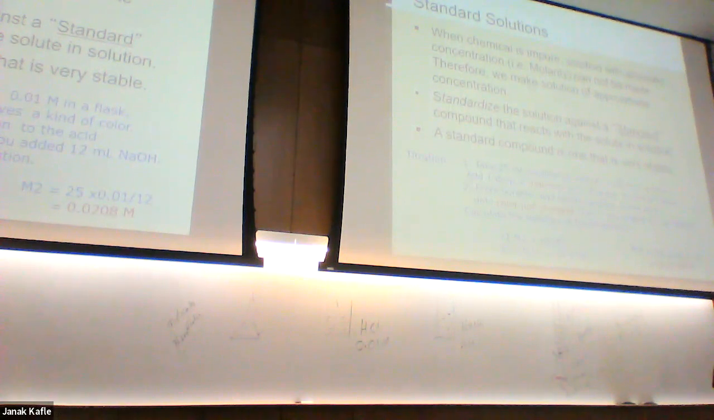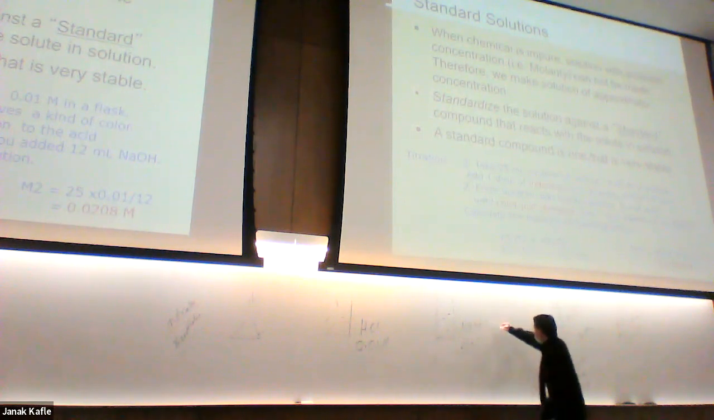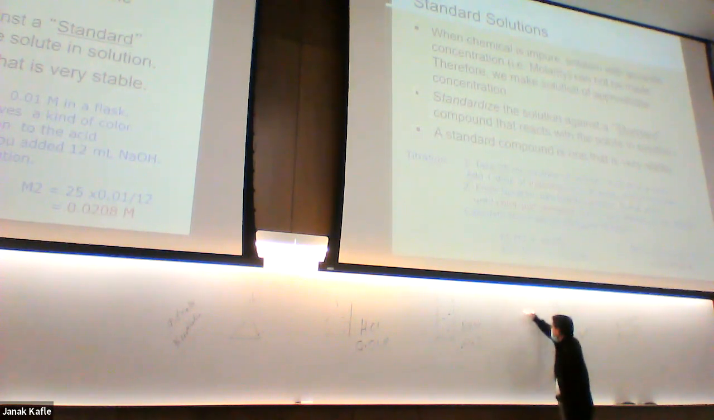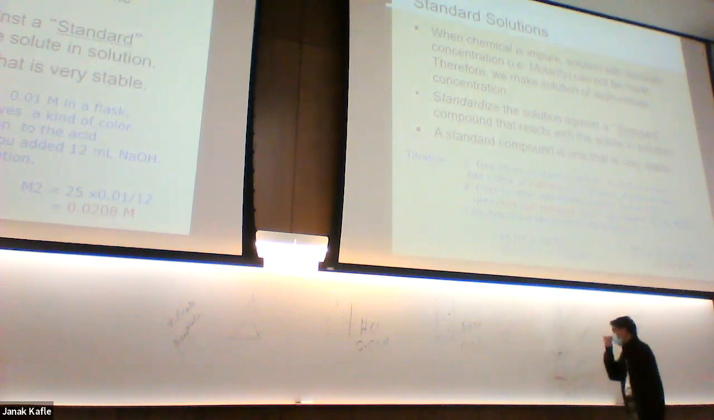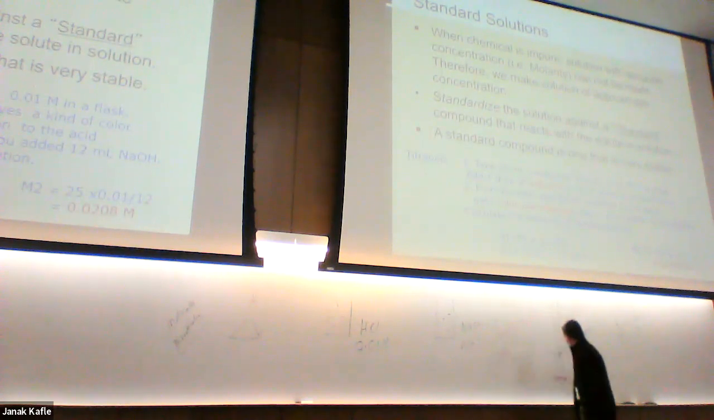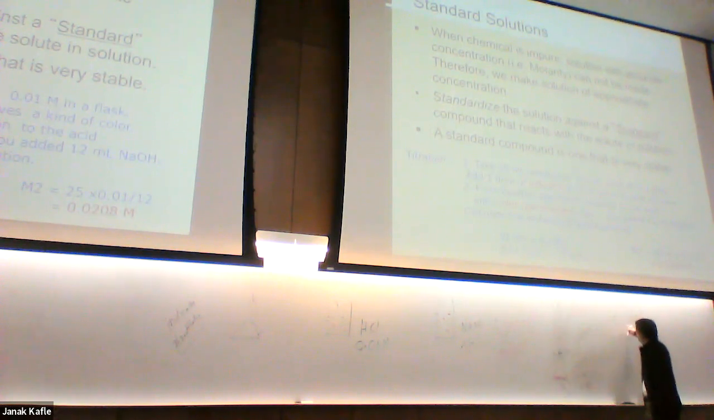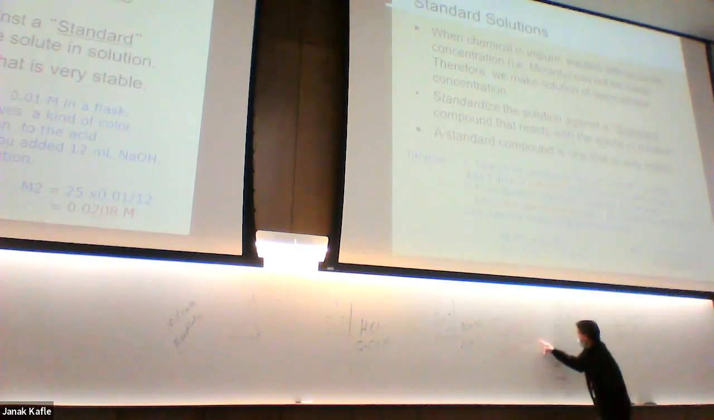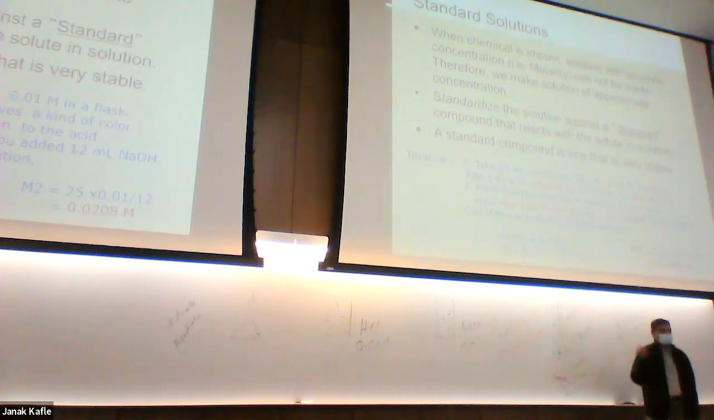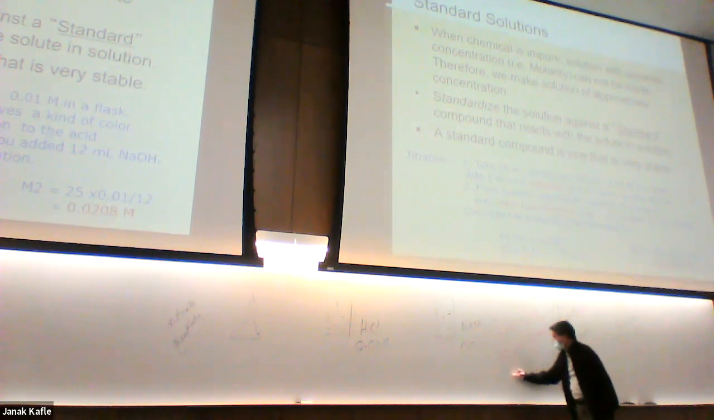Good. Now I just need to use the formula that we had previously. So V1 M1 is equal to V2 M2. So this is our formula. V1 is 25, M1 is 0.01, V2 is how much I put from here, 20. So this is acid, this is base, 20, and I don't know the molarity. Now I'm going to calculate the molarity of this solution: 25 multiplied by 0.01 divided by 20 is equal to M2.